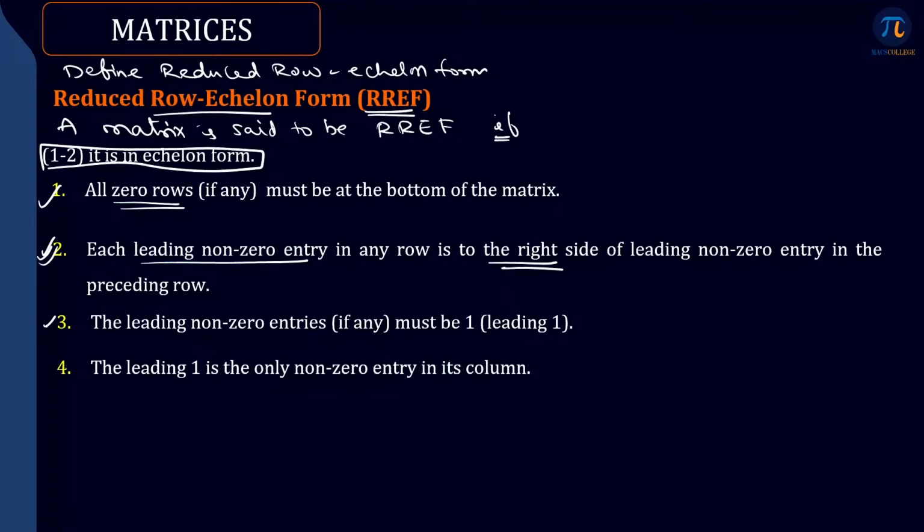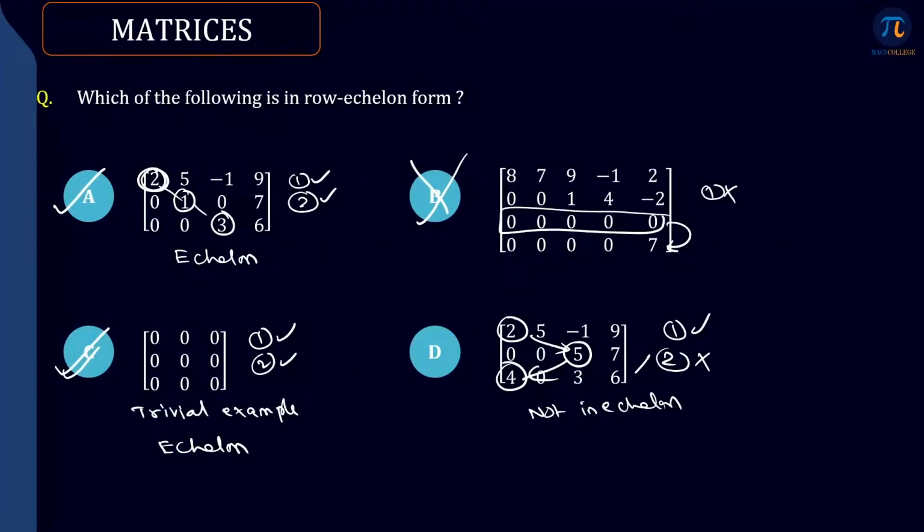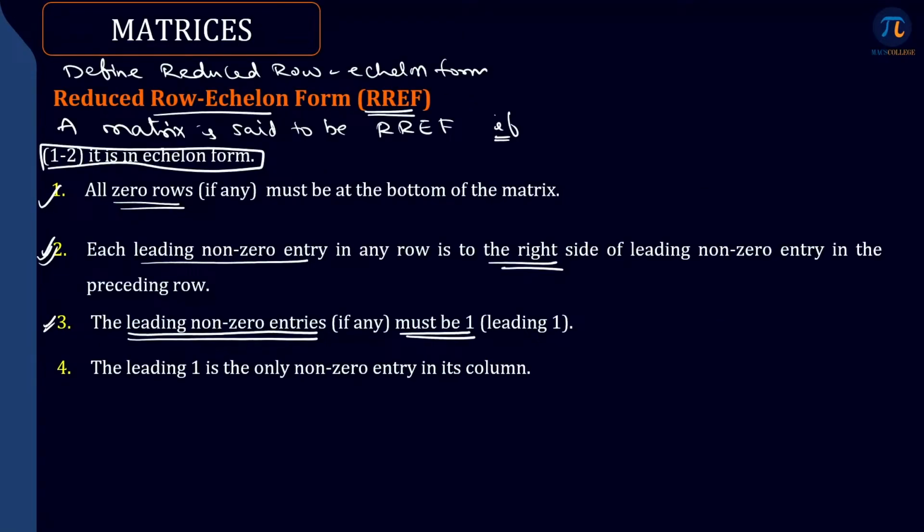Then the third condition: the leading non-zero entries must be 1. If you see the previous examples, the leading entry can be 2. But if you want reduced row echelon form, what is the additional condition? The leading non-zero entry must be 1. We call them leading ones. And the fourth condition is that this leading one is the only non-zero entry in its column. That is, if there is a leading one in the column, all the remaining entries must be 0. It is the only non-zero element in its column. So if these 4 conditions are satisfied, then the matrix is said to be in reduced row echelon form.